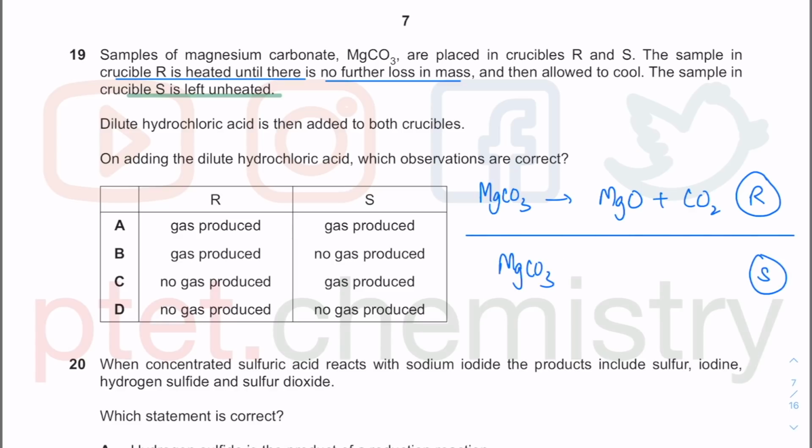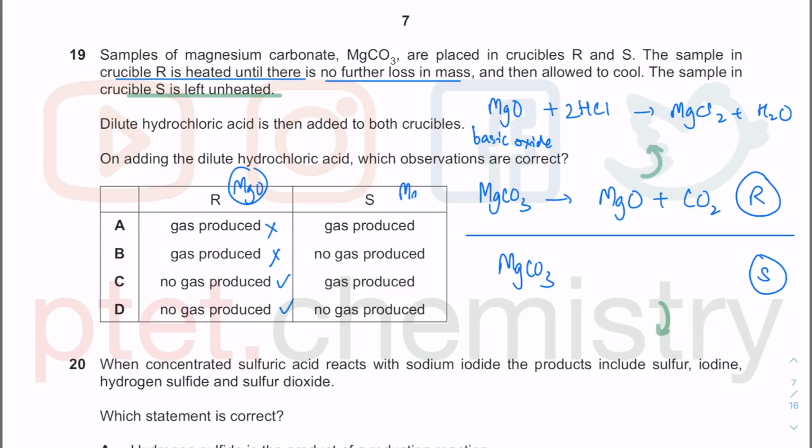So now, when we add hydrochloric acid to both crucibles, R and S, what is going to happen is the MgO, which is a basic oxide, can react with acid, and you will get a salt and water, balancing the equation obviously. So there is no gas produced with R because this is just a neutralization between the acid and the basic oxide. No gas produced with R because you only have MgO that reacts there.